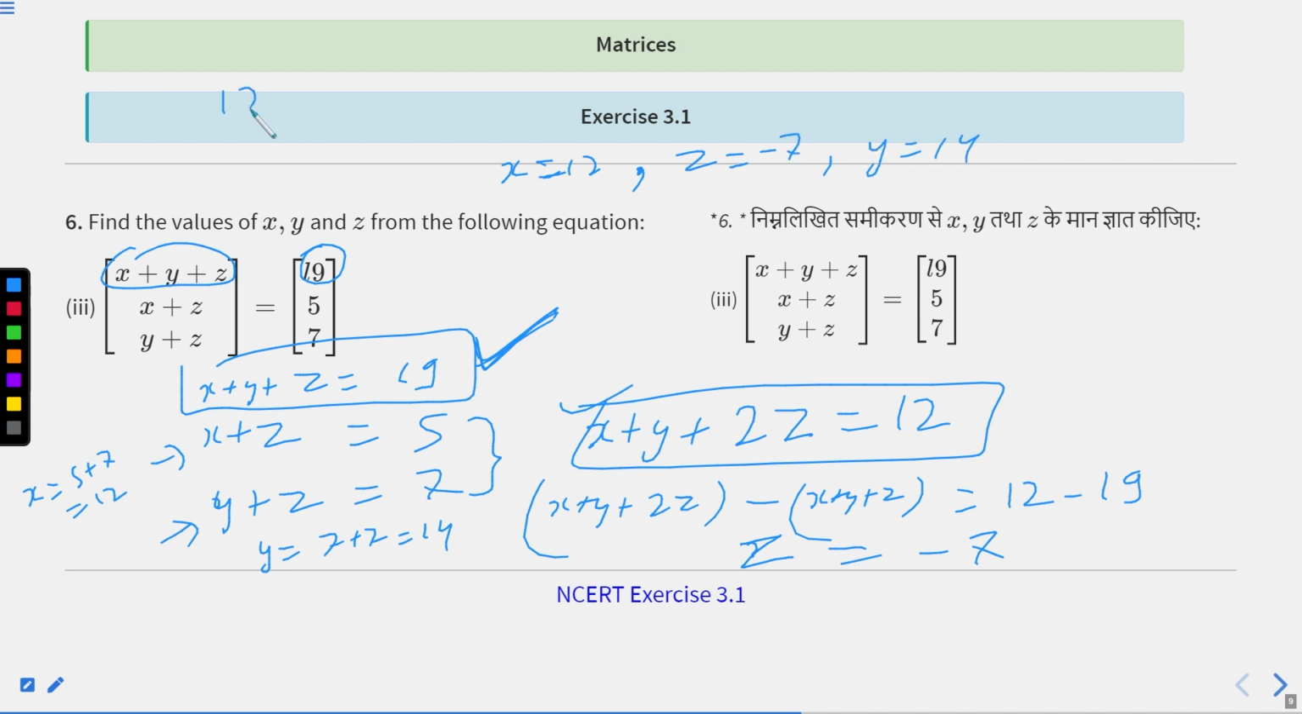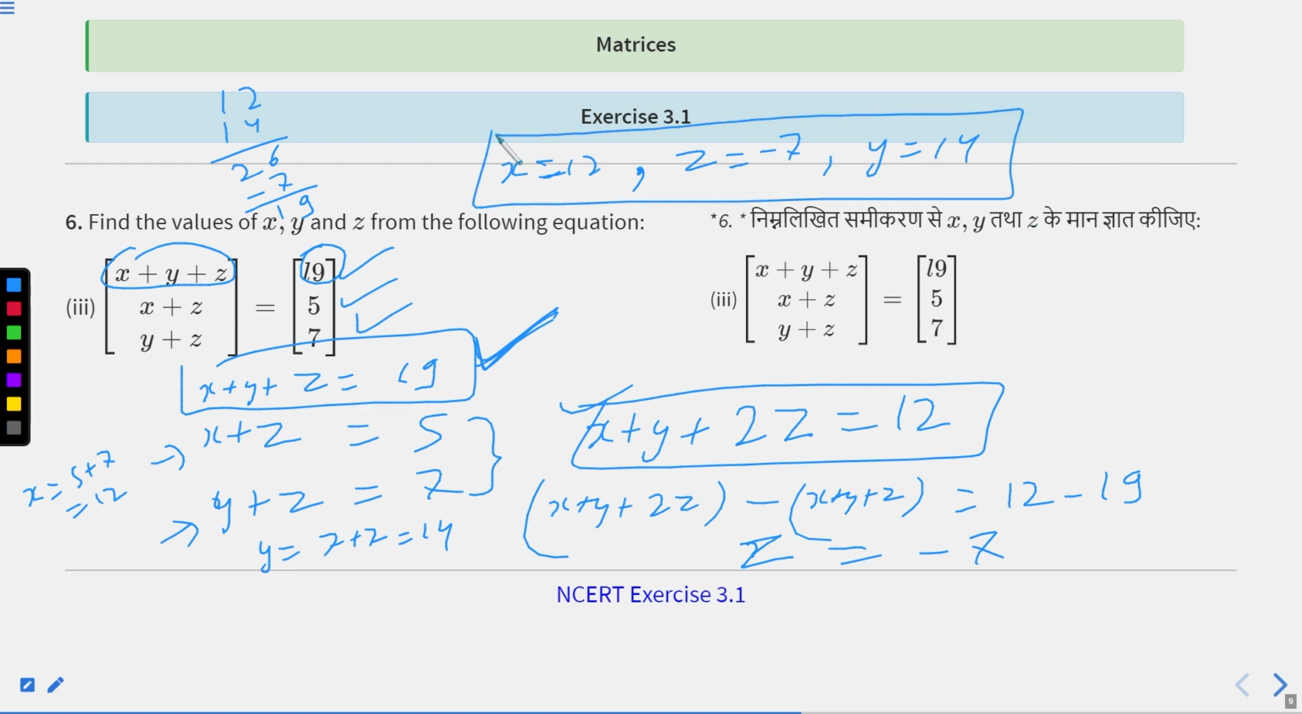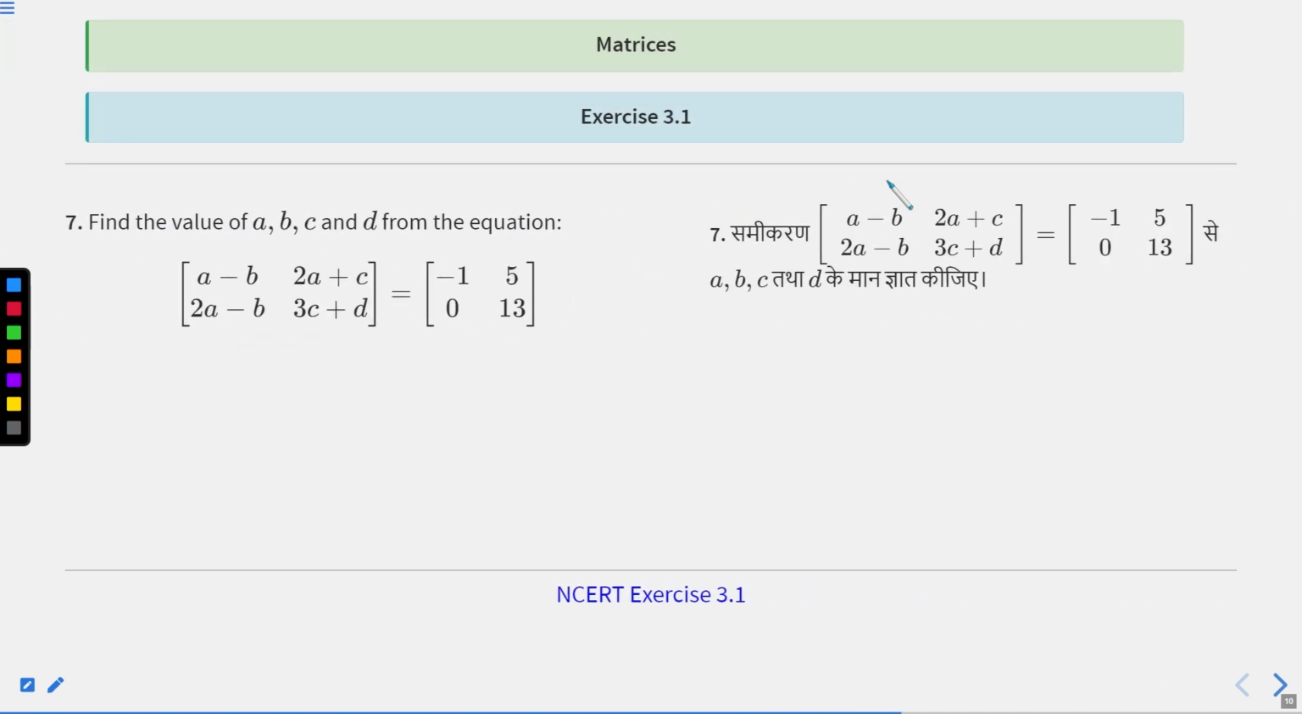Now if you add 12 plus 14, you will have 26, and if you subtract 7, what you will have? 19, as everything is satisfied. So your values will be 12, minus 7 and 14 for x, z and y respectively. Okay, clear? Let us move to the next problem.